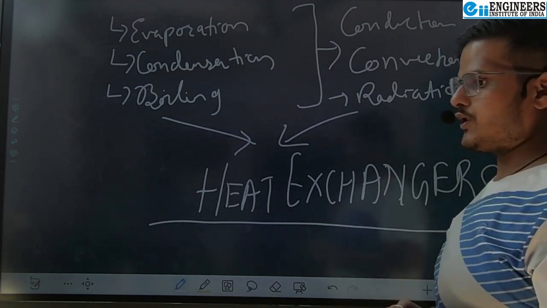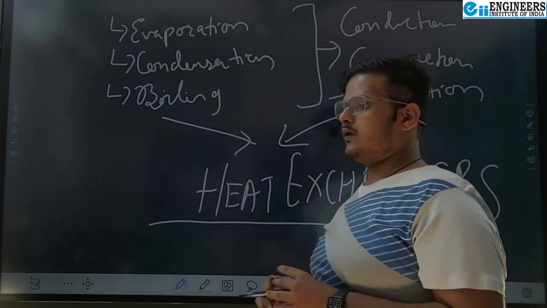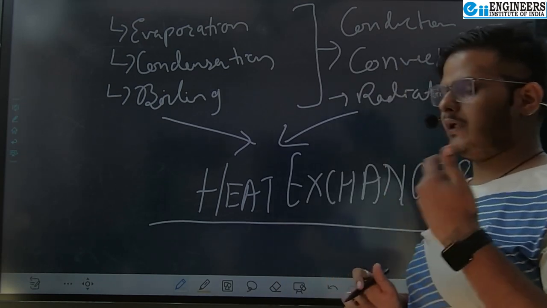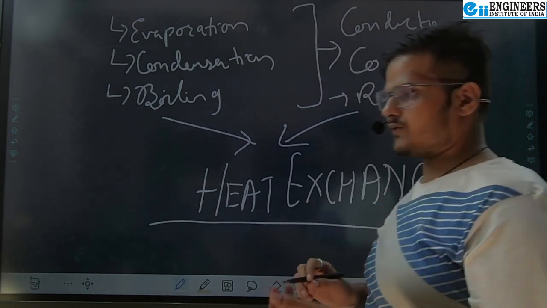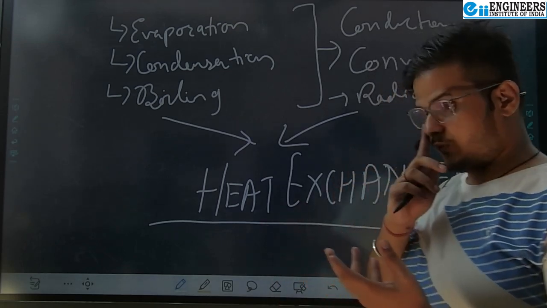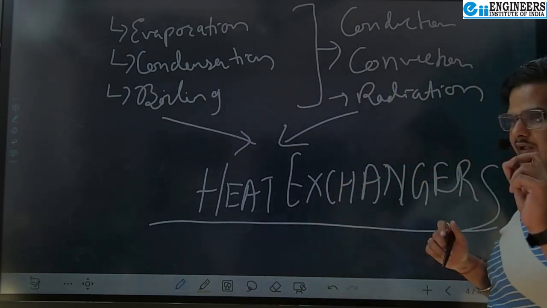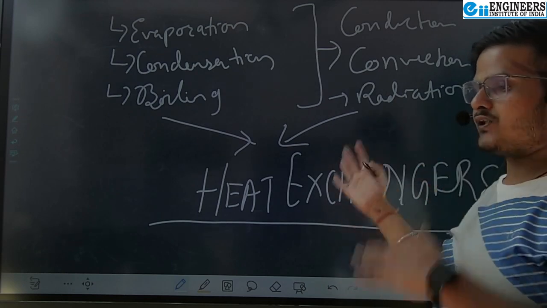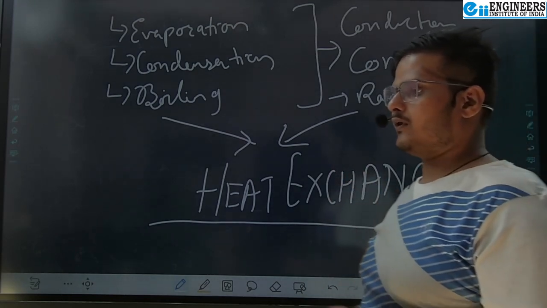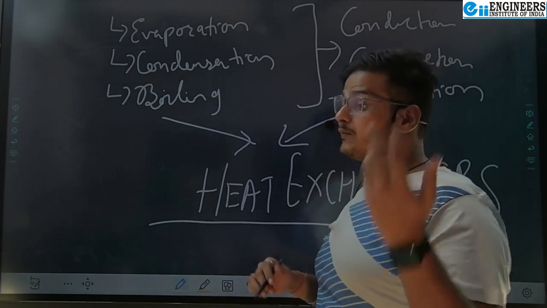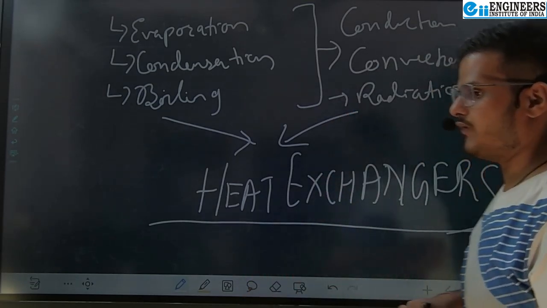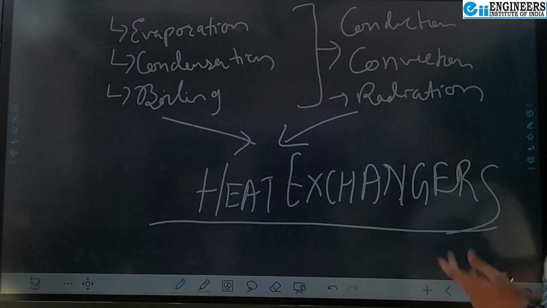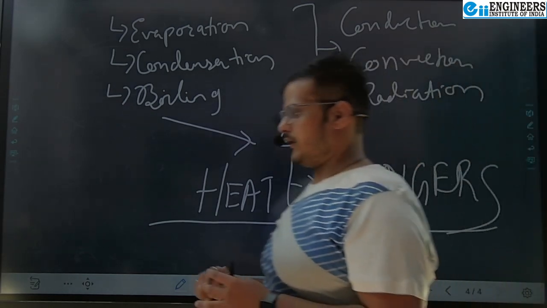For these heat exchangers we will study the types, the categories, how the heat transfer takes place, and the energy balance equation. In convection we have studied the LMTD; its application we are going to study over here, that is how LMTD is applied towards the analysis of a heat exchanger. So in the next class we will be discussing what a heat exchanger is.